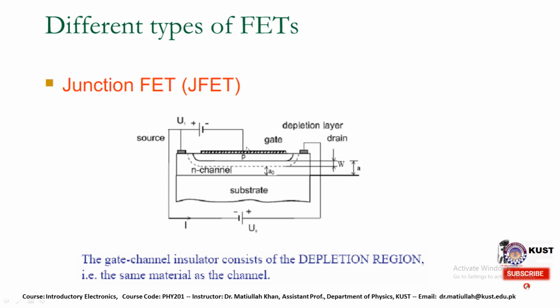So with the help of the gate and with the help of this potential difference, we can control the width of the channel, and resultantly the magnitude of current that is flowing from source to drain changes, because if the width increases, the magnitude of current increases, and if the width decreases, then the magnitude of current also reduces. So this is a simple structure of the junction field effect transistor, and all these things are grown on a substrate.